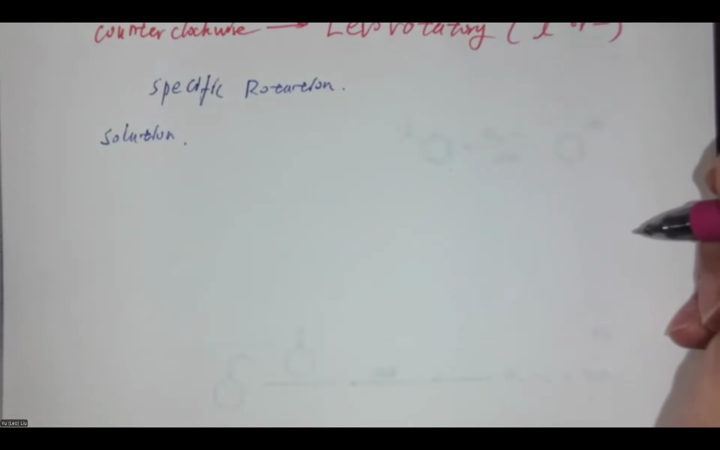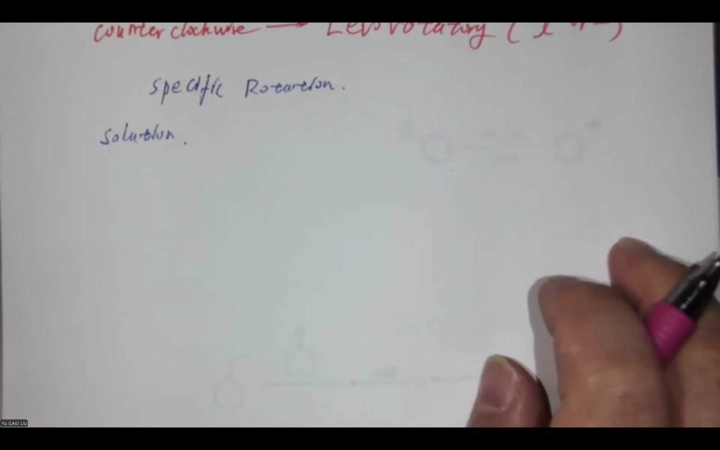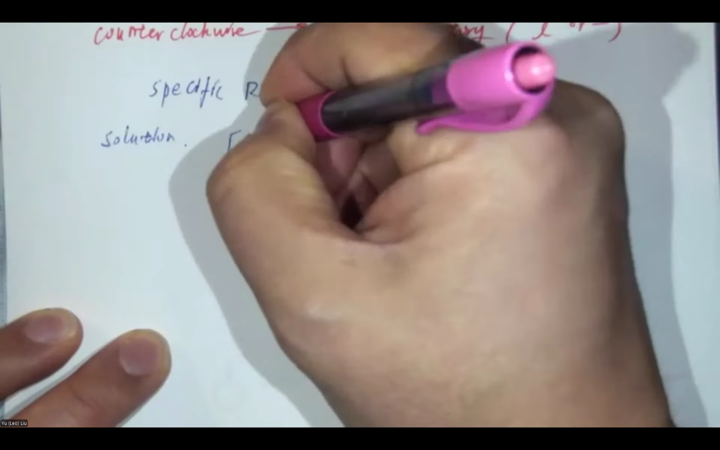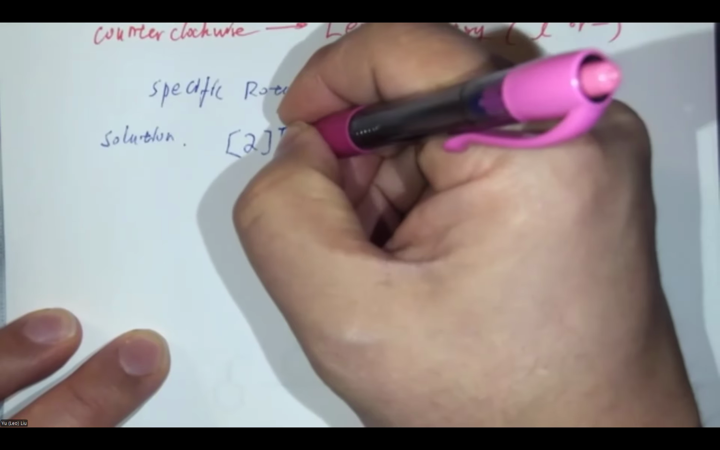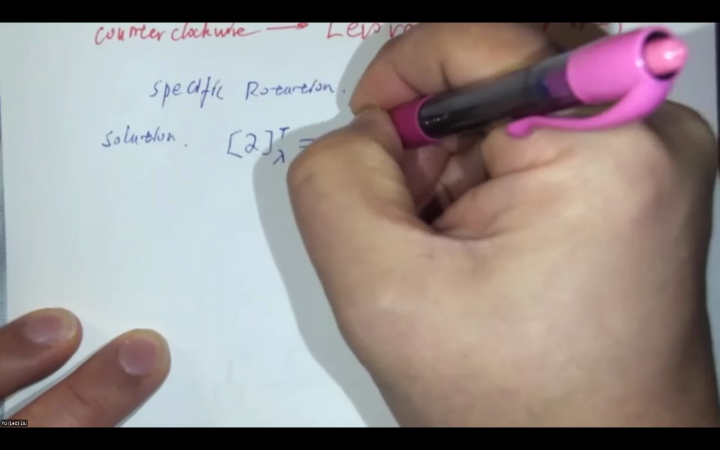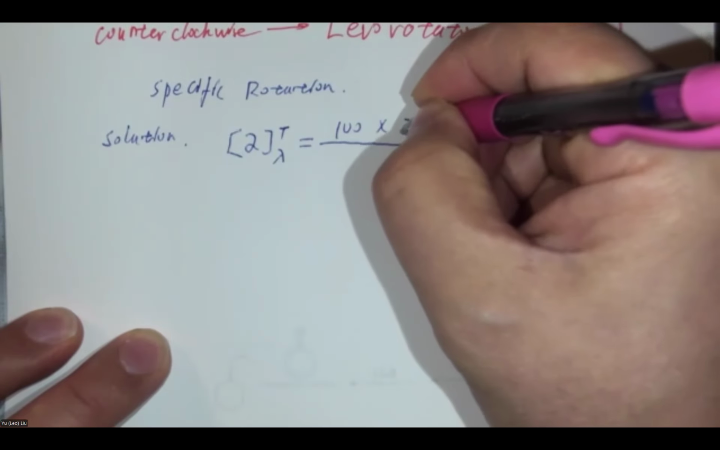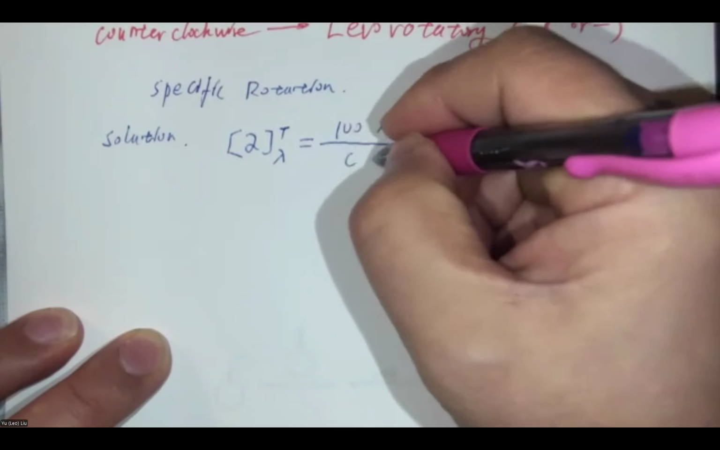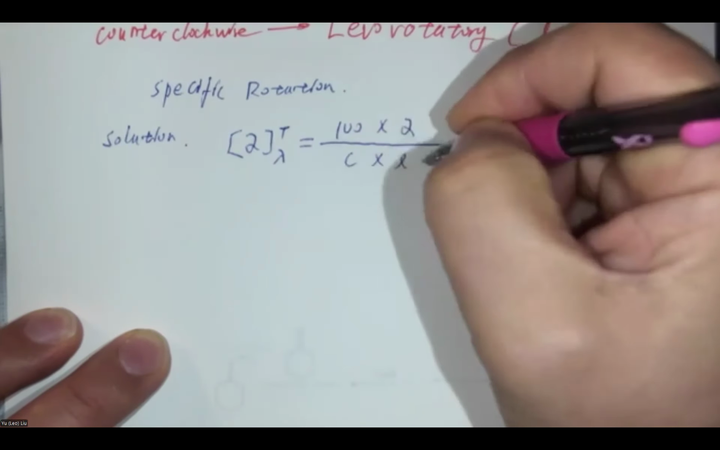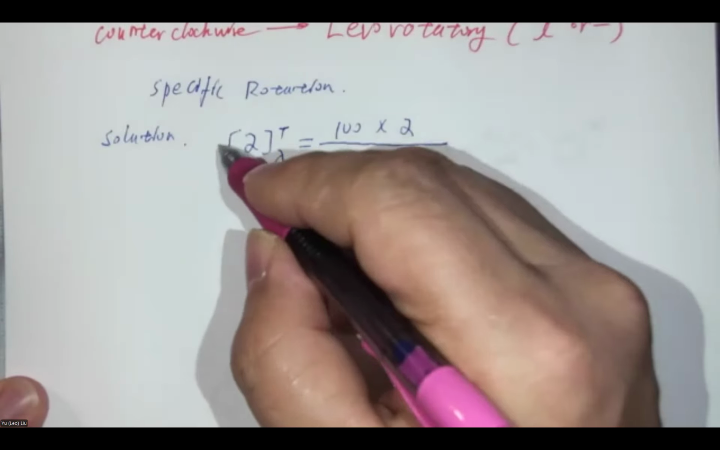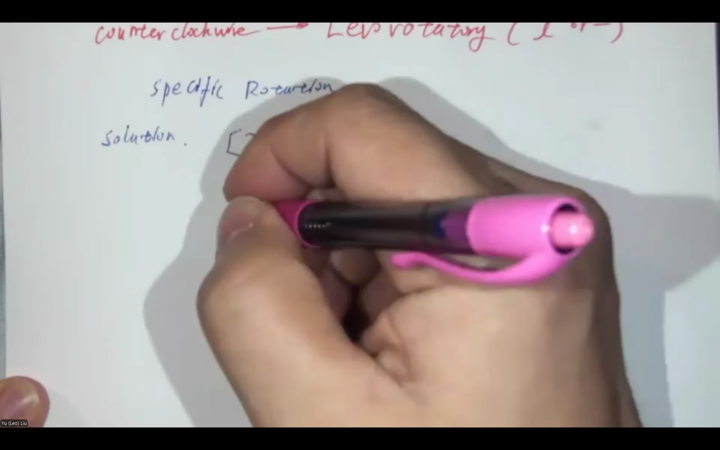Solution means you dissolve your solid or liquid sample in some organic solvent and then measure plane polarized light. So for the solution, the formula is like this: alpha divided by c times L. We'll go through the explanation one by one. This is the specific rotation.